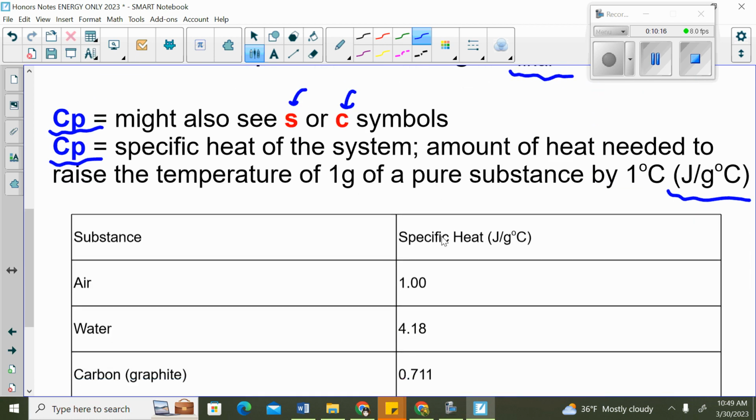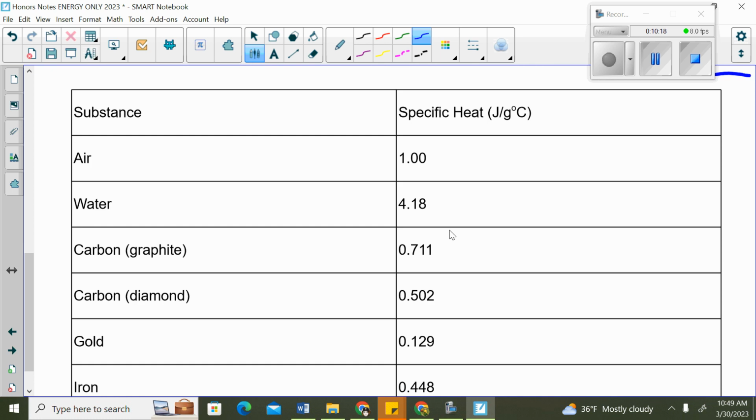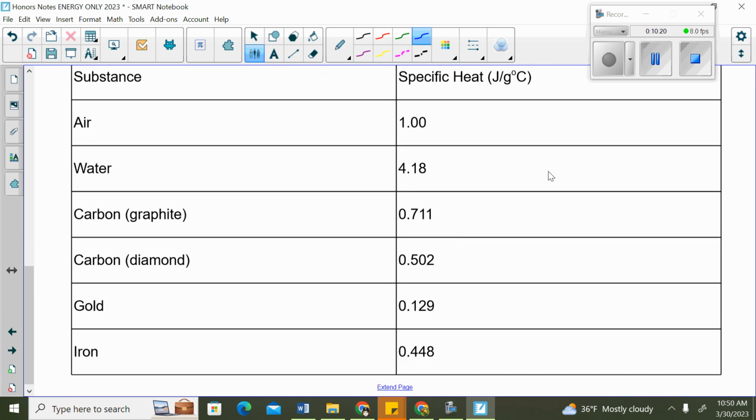But just to give you an idea of what this specific heat means, if you take a look at this chart, right? So you can see things like air, you have water, and you have some metals down here, you have carbon in the middle. Check out these numbers, right? Look at water. Look how high that specific heat is compared to metals.